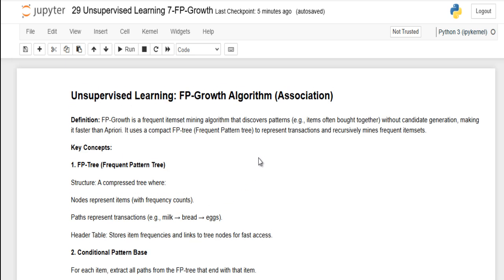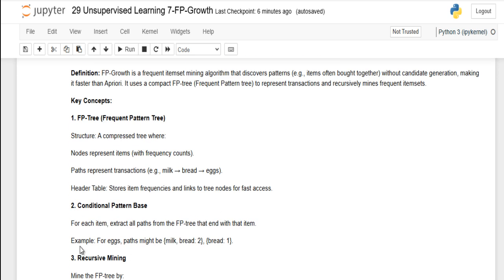In structure, it is a compressed tree where nodes represent items with frequency counts, and paths represent transactions, e.g., milk to bread to egg. So that is the path. We also have the header table, which stores item frequencies and links to the tree's nodes for fast access. Conditional pattern base: for each item, we extract all paths from the FP tree that end with that item. For example, for egg, the path might be milk, bread with count two, then bread with count one. So we have two here, and one here.